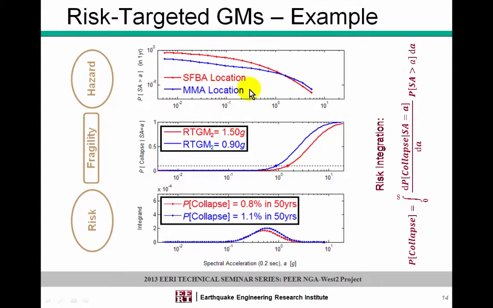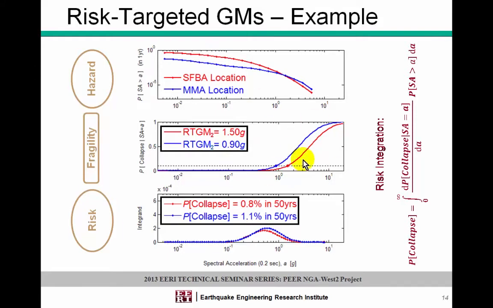So these are the same hazard curves. The hazard curves don't change. The hazard curves are what they are. The fragility curves now do change, because now in this iteration we're saying, hey, what if we design for 1.5 G in San Francisco and 0.9 G in Memphis? And now you see that the fragilities are different. You get higher fragility, that is for a given potential ground shaking intensity that you see, you get a higher probability of collapse for the Memphis location here, where you only designed for 0.9 G.